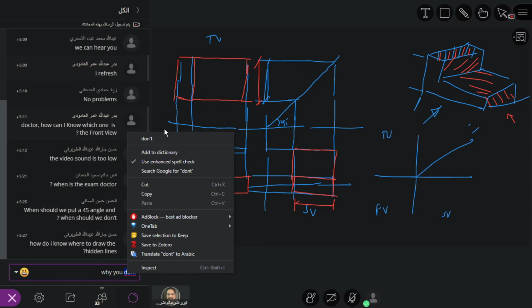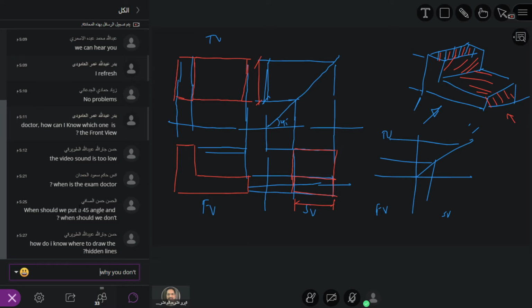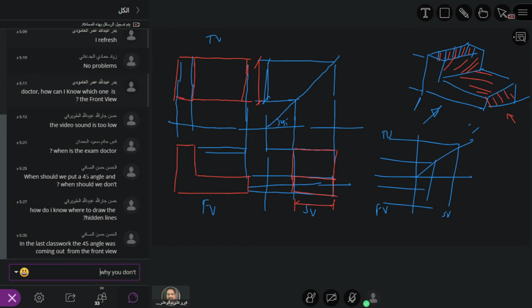Then you make it here a 45-degree angle. So these construction lines will be, right. In the last classwork, the 45 angle was coming out from the front view. It's possible, yeah, that's okay. If you draw it from here also, it does the same. You understand? It will still be the same, no problem.